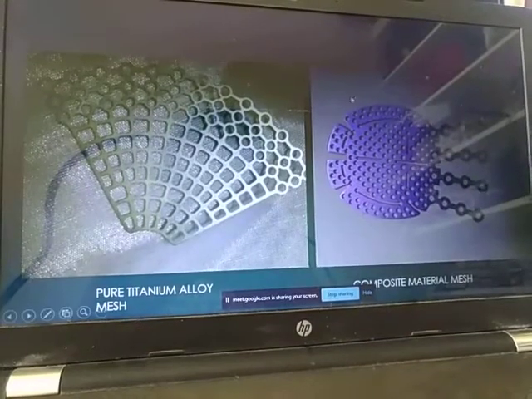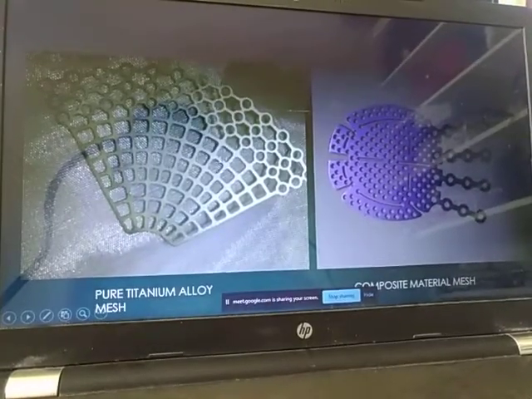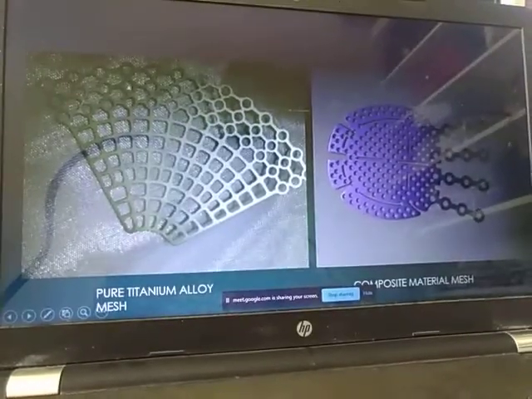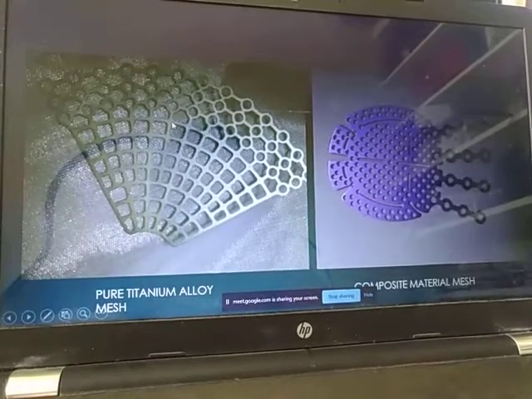So we can see on the left is the pure titanium or alloy mesh that was previously used, but now we generally avoid it.